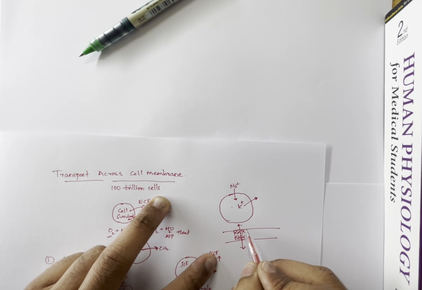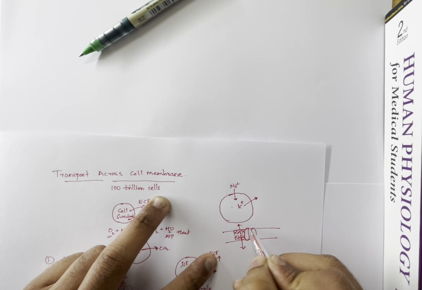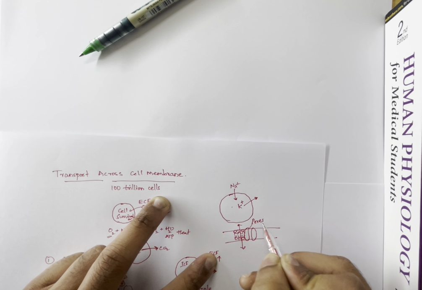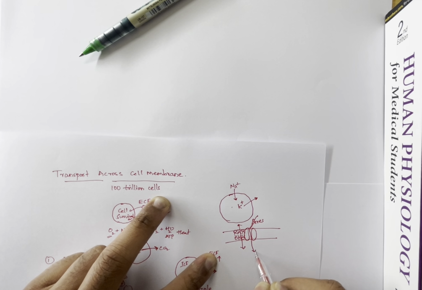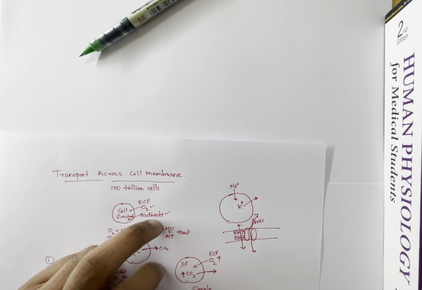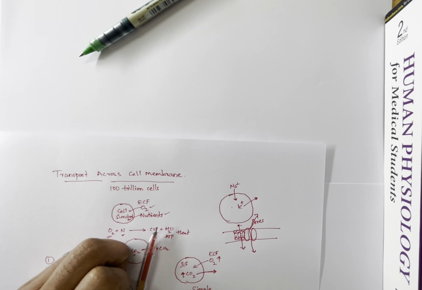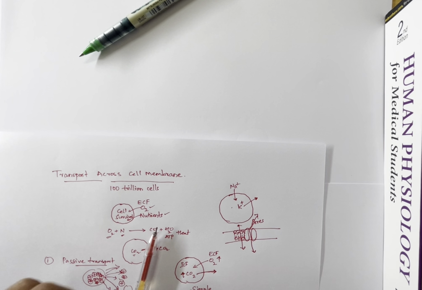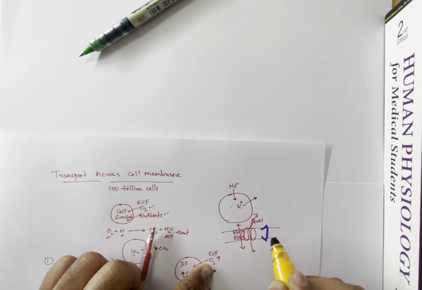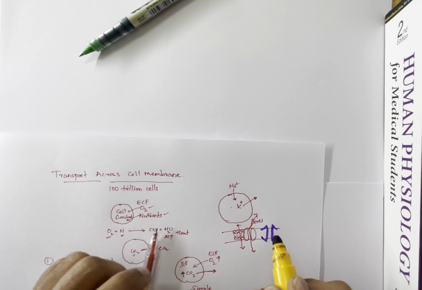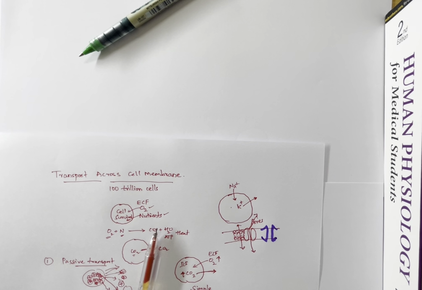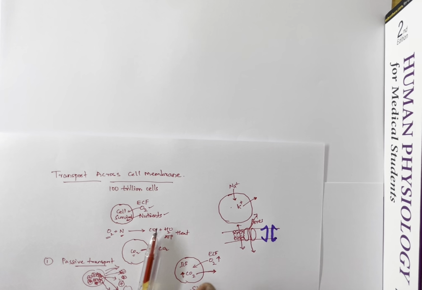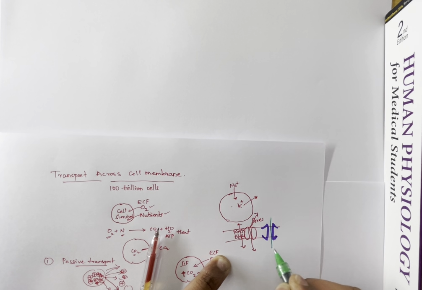So there need to be integral proteins with pores. These are the integral proteins, and there should be some pores through which the substances can enter or exit. So we'll draw a diagram of an integral protein. Consider this is an ion channel. Through the pores of the ion channels, sodium can enter the cell. So this is a sodium ion channel.